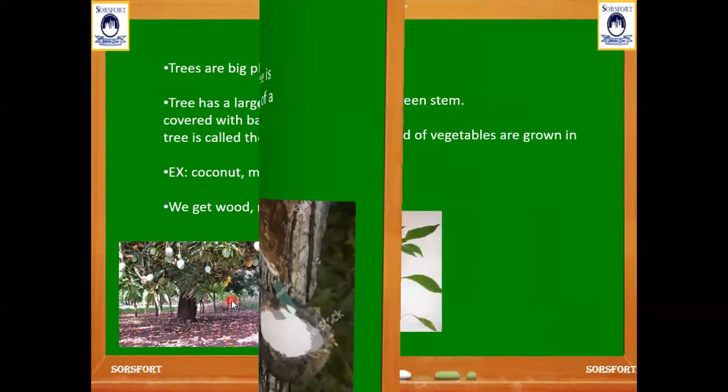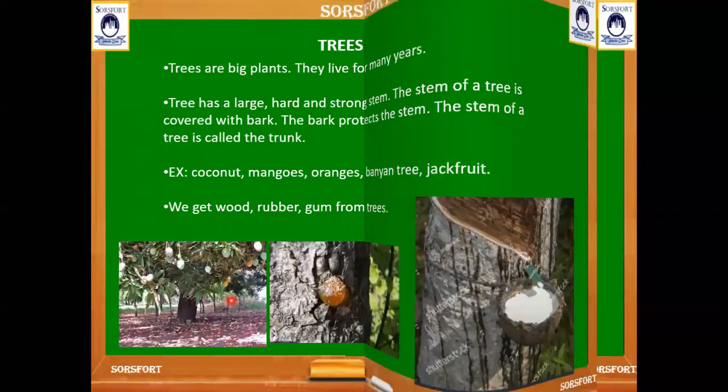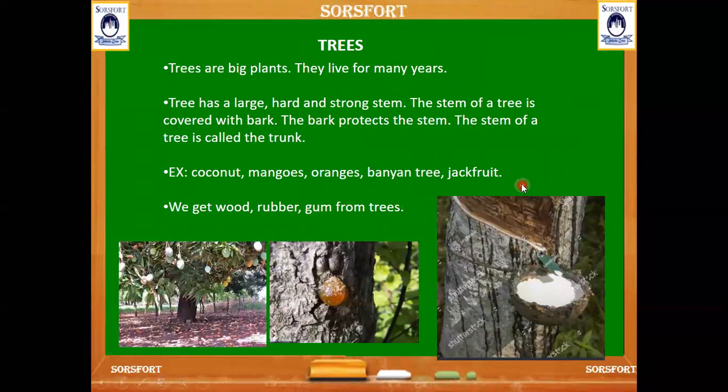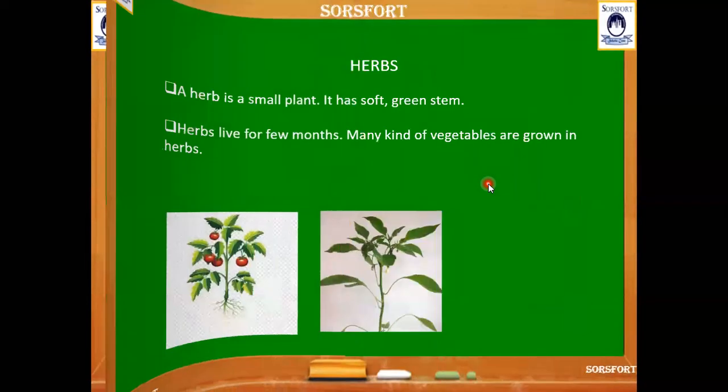We can see some of the trees here. What all trees can we find around us? Coconut tree, mango tree, orange tree, banyan tree which is a very big size, and jackfruit tree.